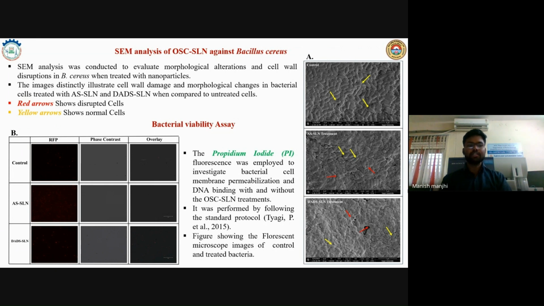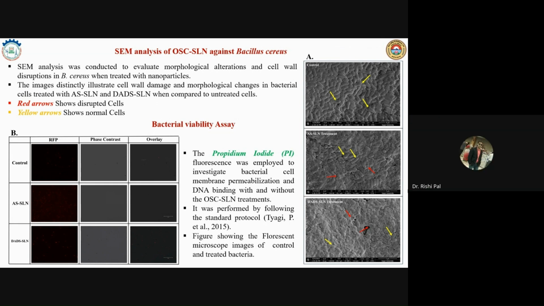In the allyl sulfide treated solid lipid nanoparticles, the bacteria are increased in number. Then the number of bacteria that die are increased in number.